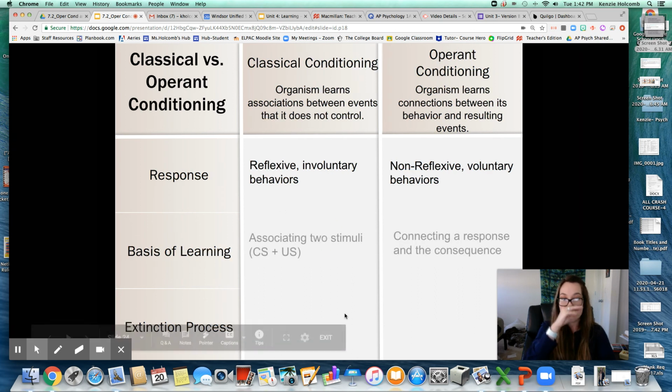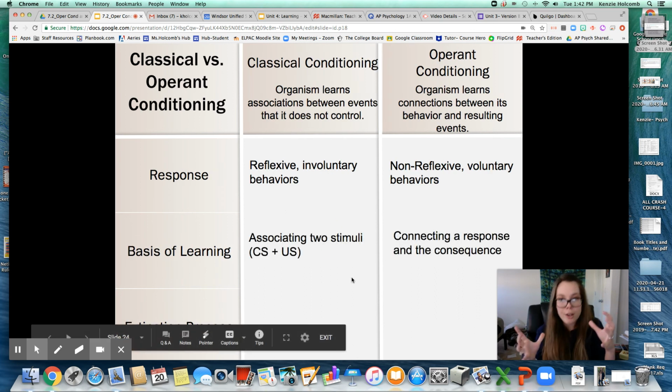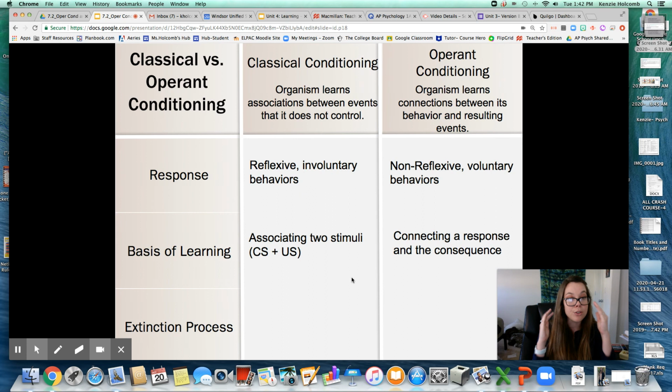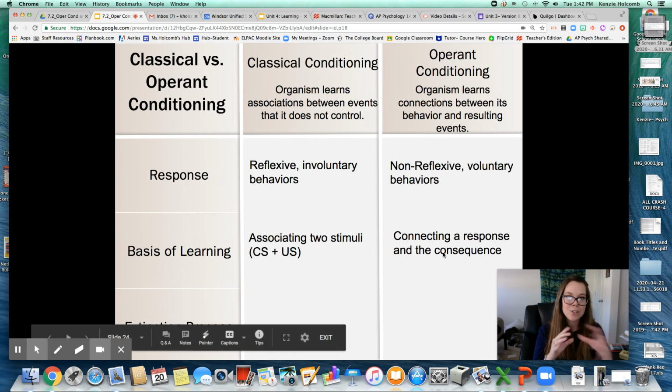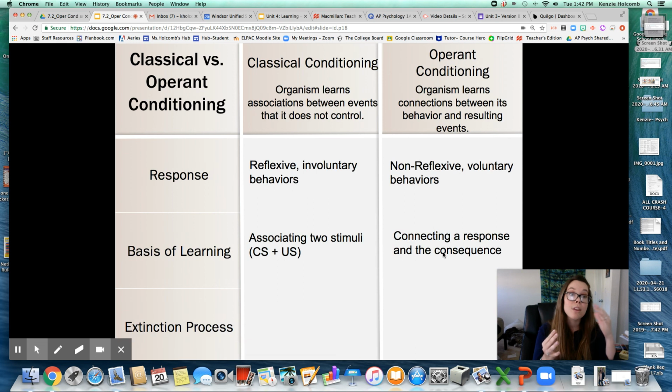So the basis of learning: classical conditioning is the association between two stimuli, the conditioned stimulus and the unconditioned stimulus, right? And operant conditioning is connecting a response and the consequence, or the desired behavior. When I say consequence, a lot of people think consequences are bad, but just think of it as the desired behavior after. So again, connecting those two, right? How do we motivate people to do things?